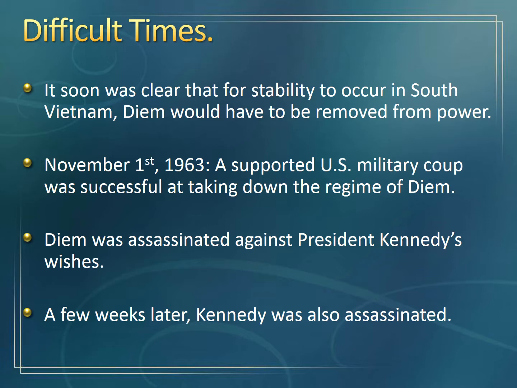It was soon clear that for stability to occur in South Vietnam, Diem would have to be removed from power. On November 1st, 1963, a U.S.-supported military coup, which is an overthrowing of the government, was successful at taking down the regime of Diem. So his government is out of power.